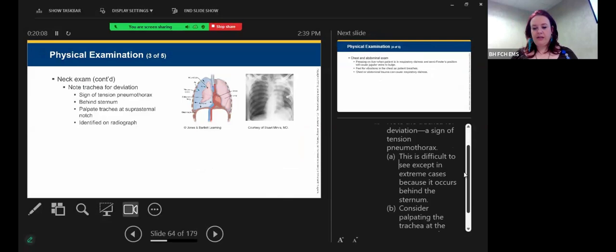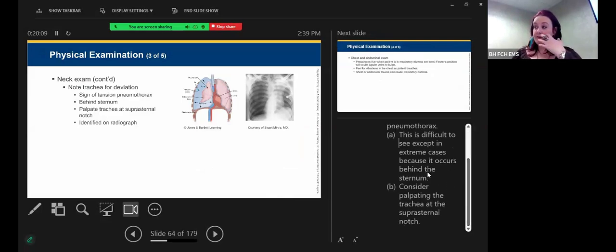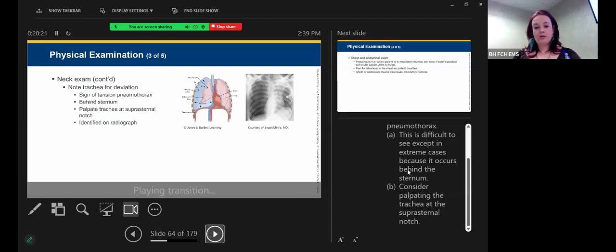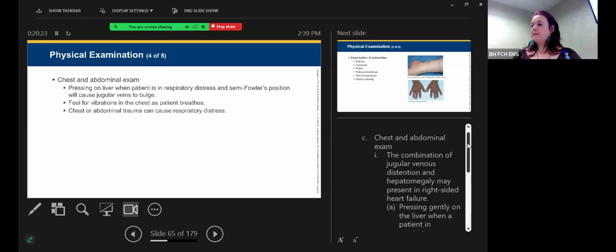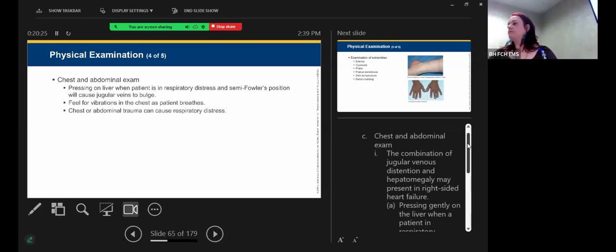I'm going to check for tracheal deviation. Has anybody seen that? Tracheal deviation? Consider palpating the trachea at the suprasternal notch. But I don't think it was due to respiratory, it was due to trauma.